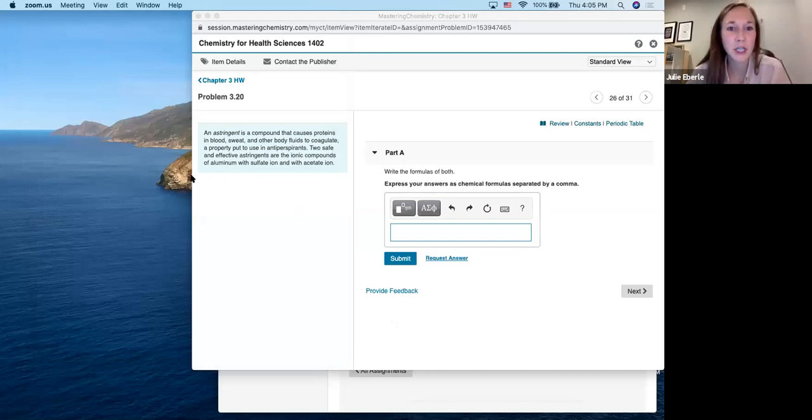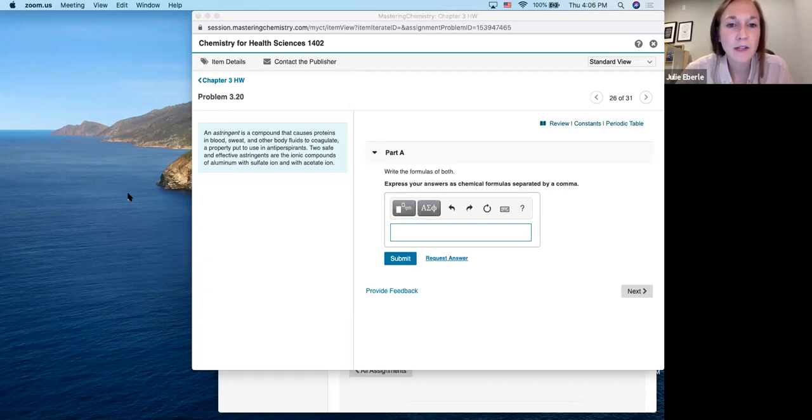An astringent. A compound that causes proteins in blood, sweat, and other bodily fluids to coagulate. Oh, this is taking me back to research days. We did protein research, and that was the worst words in the world, that your protein coagulated. To coagulate, a property put to use in antiperspirants. So an astringent is a compound that causes proteins in blood, sweat, and other bodily fluids to coagulate. And they put that in deodorants, for example. We would put this compound in deodorants.